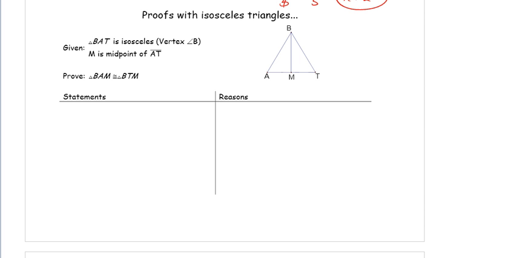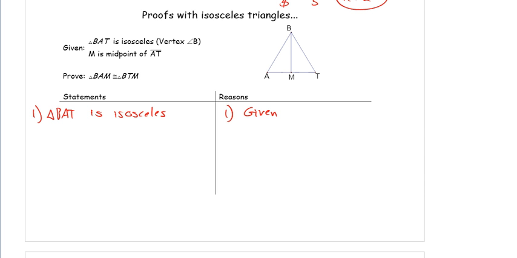BAT is isosceles, alright, so we know that part. M is midpoint of AT. Okay, there's our other given. We're going to prove that these two triangles are congruent. So again, always start with the given, take it till you have some information. So, triangle BAT is isosceles. It's given.